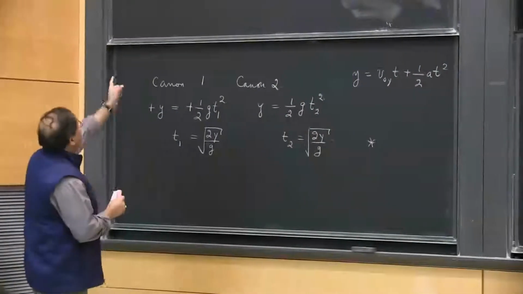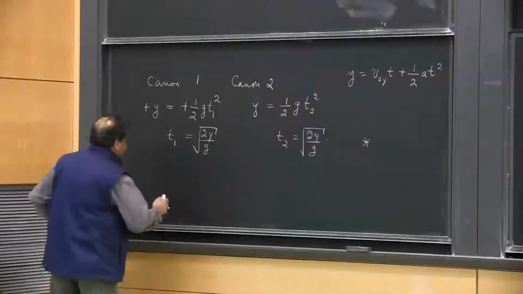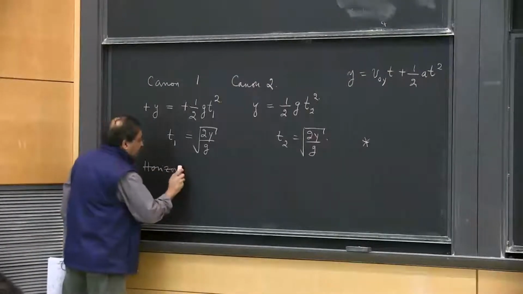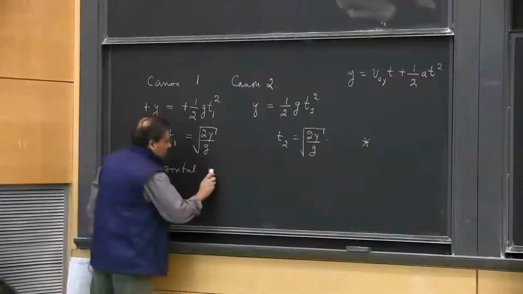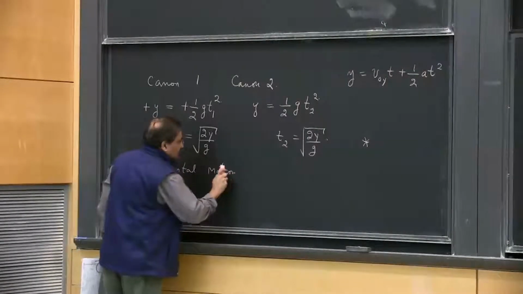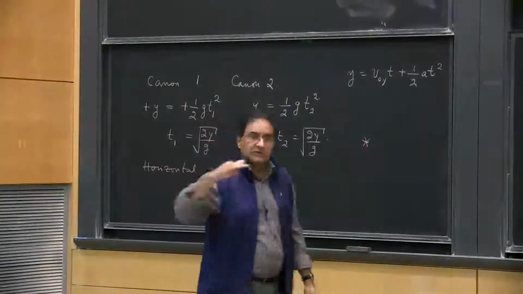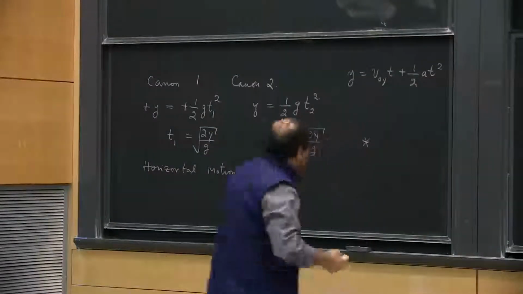Now, that doesn't mean that the horizontal distance to be covered would be the same, obviously. Because in the horizontal motion, we know very well that there is no acceleration, right? There is no acceleration in the horizontal direction. All the acceleration is along the vertical direction.